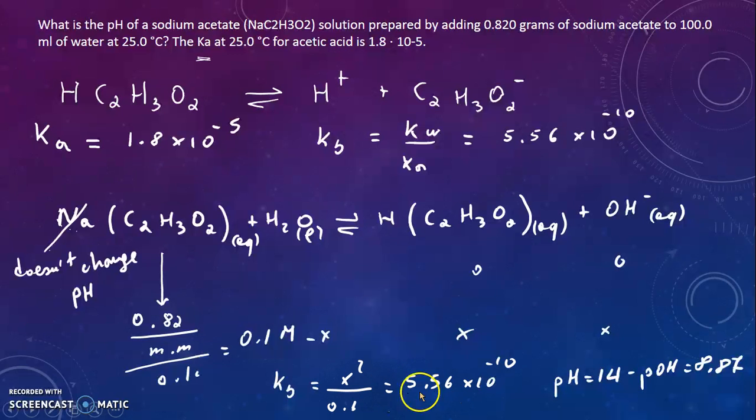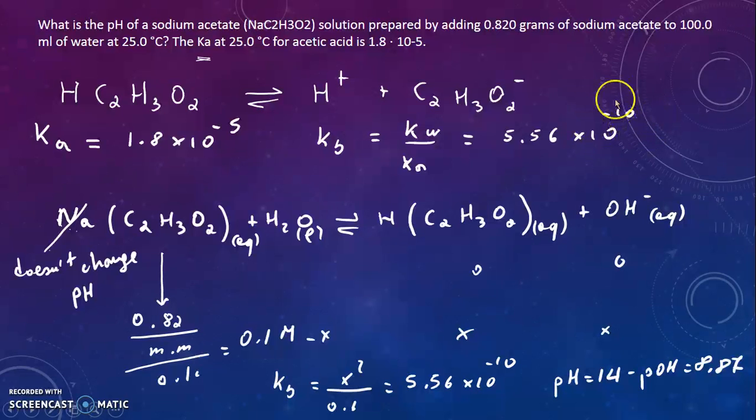So you need this number instead. Where do you find it? Well, having Ka and knowing that Ka times Kb is equal to the constant of water, and you know that this is 1 times 10 to the negative 14, then Kb is just 1 times 10 to the negative 14 divided by the Ka, which is 1.8 times 10 to the negative 5. And you now have a Kb equal to 5.56 times 10 to the negative 10.